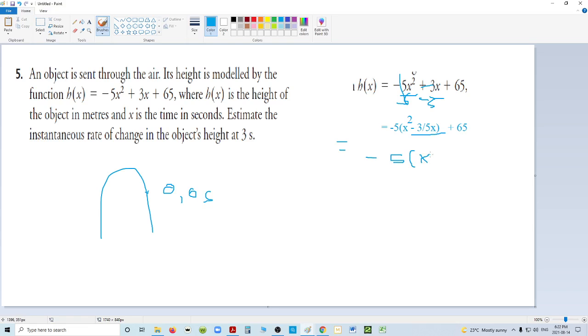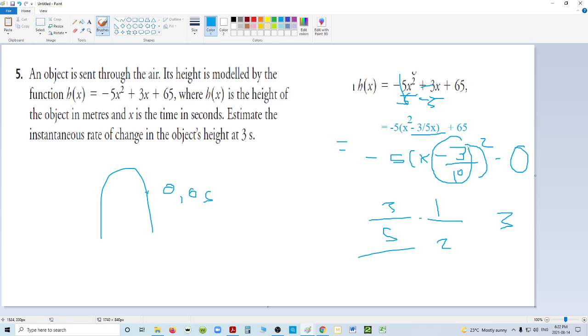x minus, what's half of 3/5? That's how you do this, by the way. Half of 3/5 is the same as multiplying by half. It's 3/10. So that instantly tells me the x coordinate of the vertex of this is plus 3/10, and I don't know what the plus is yet.